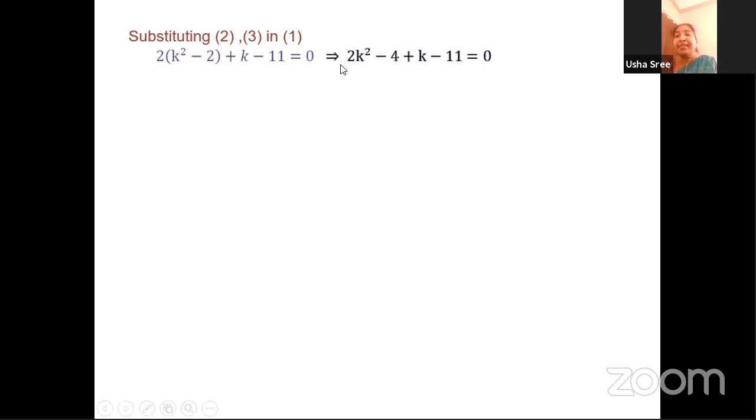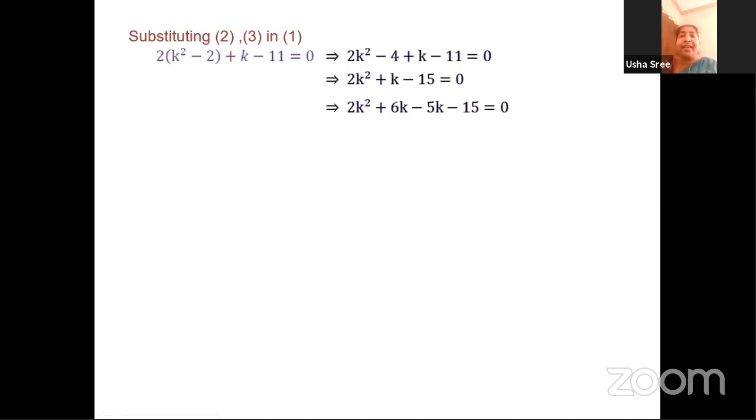Now we will try to expand this by multiplying 2 into (k² − 2). We will have it as 2k² − 4 + k − 11 = 0. So you have it as 2k² + k − 15 = 0. We are just simplifying it. Minus 4 minus 11 is giving you minus 15. So 2k² + k − 15 = 0. Now, is it looking like a quadratic equation?